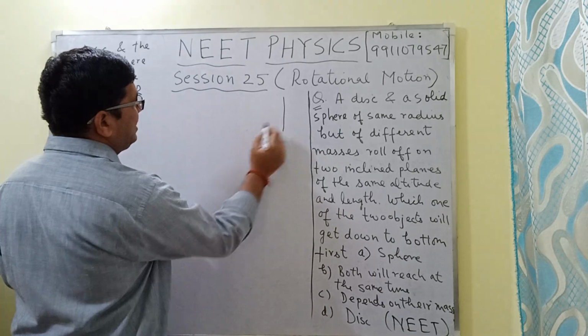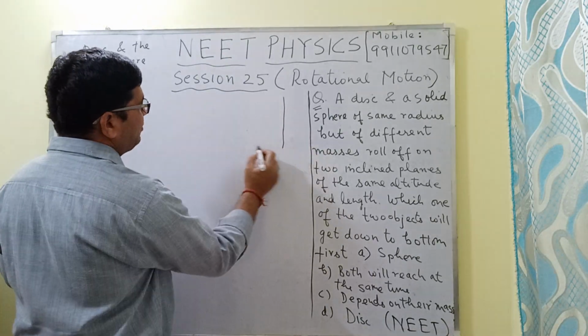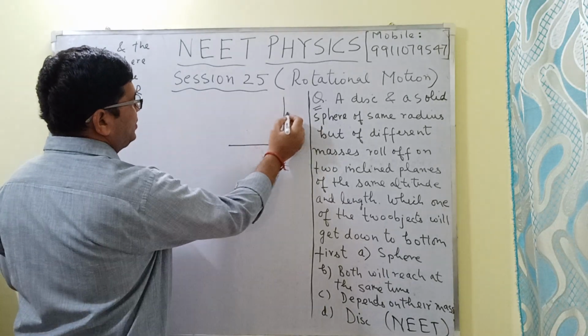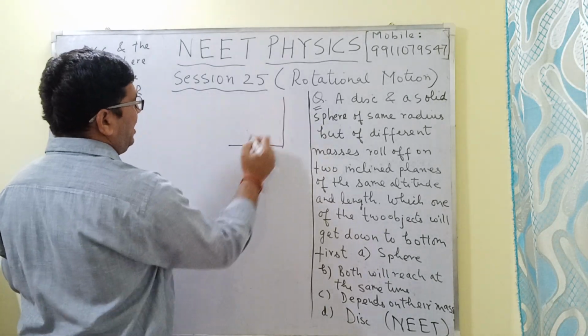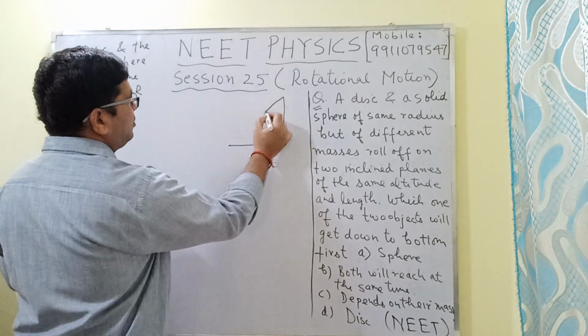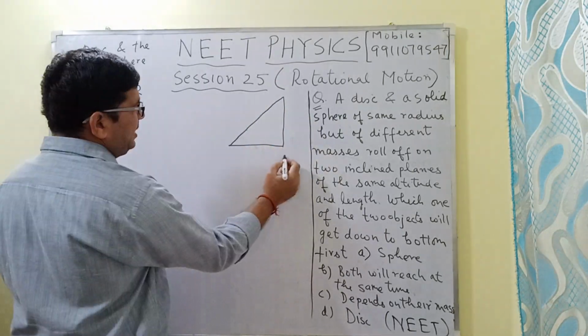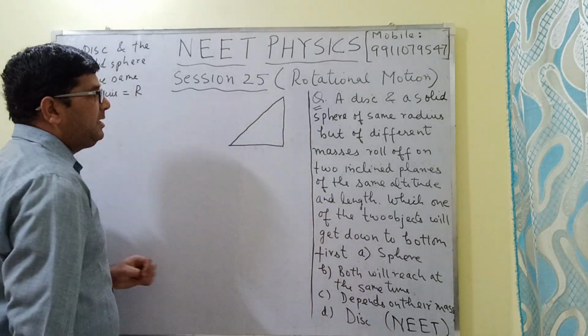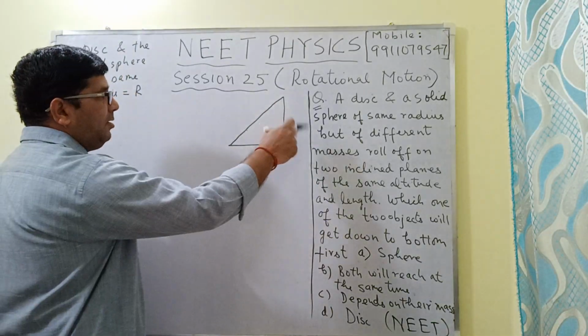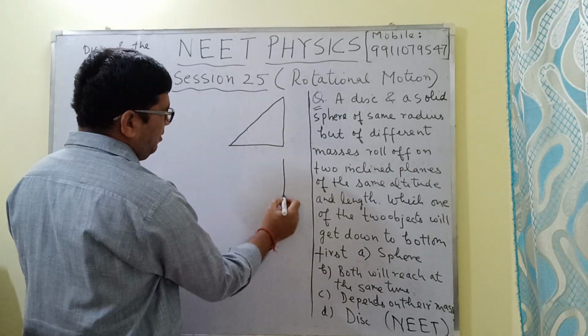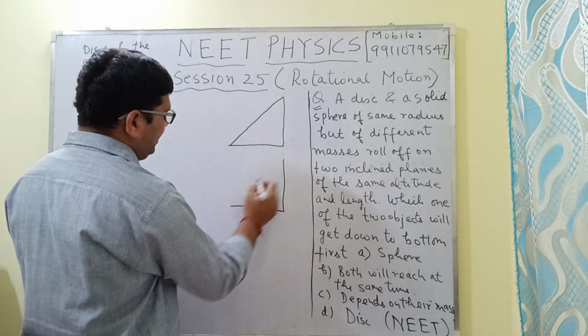Let us say this is the inclined plane. I'm just drawing it here. This is the altitude and this is the length. So there are two inclined planes. On one inclined plane a disk is rolled, and on the other inclined plane a solid sphere is rolled. Like this one. This is another inclined plane.